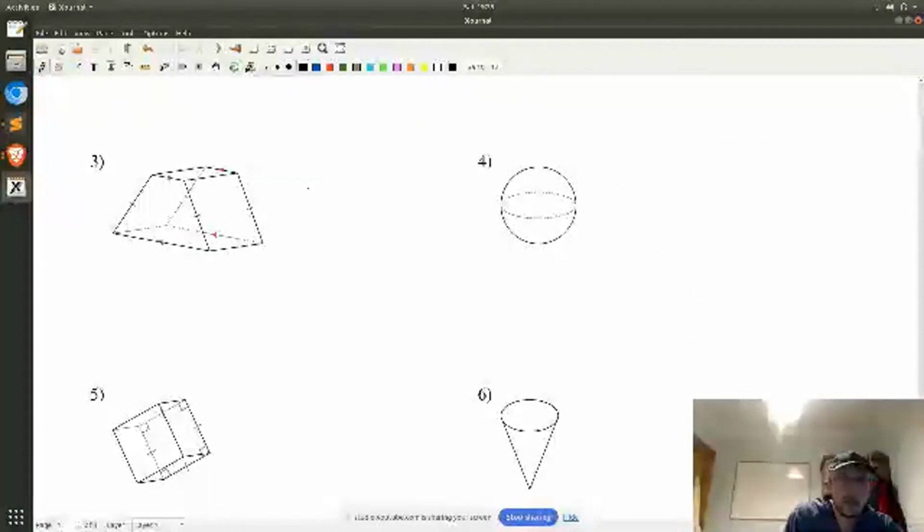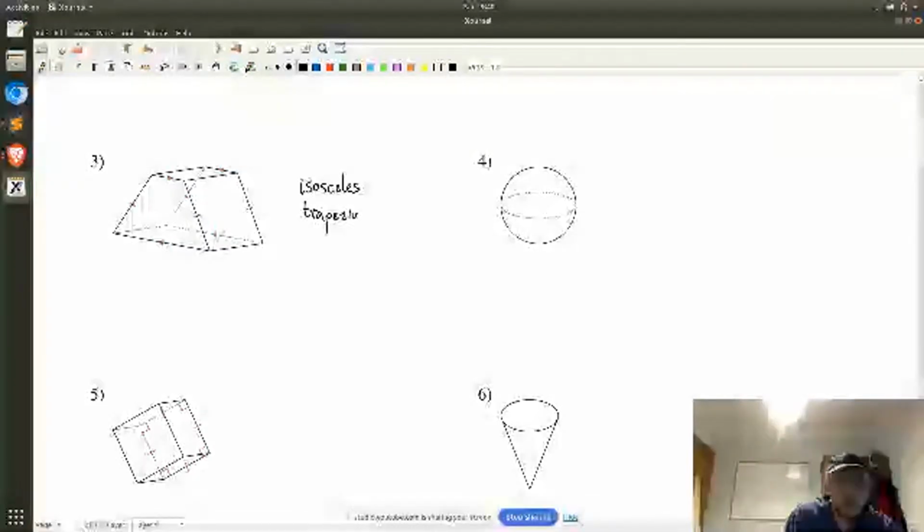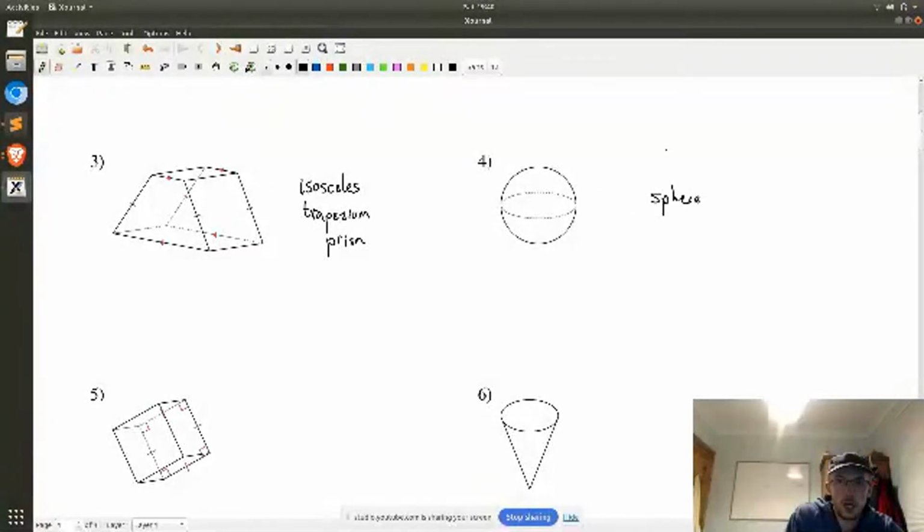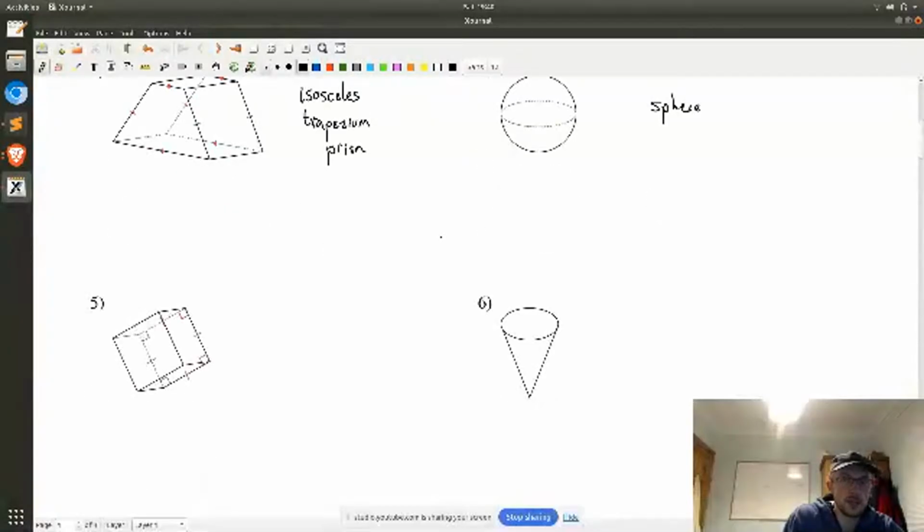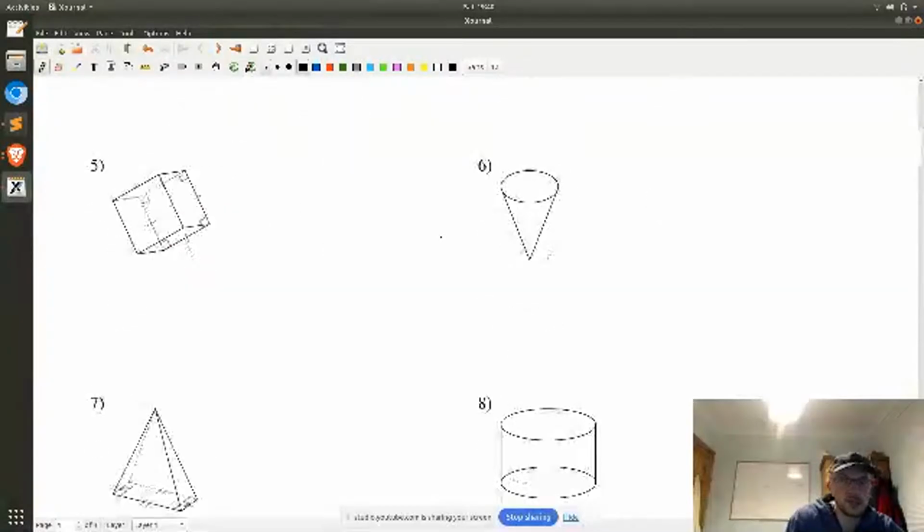This here would be an isosceles trapezium prism. A sphere. Notice how they actually indicate that it's a sphere with this dotted line around the middle, this ellipse, how it gives the illusion of depth or 3 dimensions.